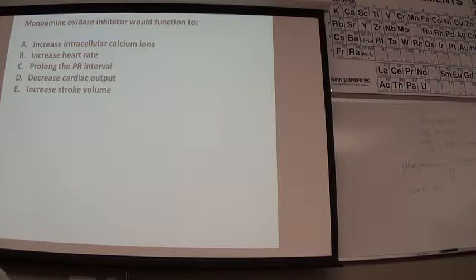It increases blood pressure. The monoamine oxidase inhibitor increases the amount of what neurotransmitter? Norepinephrine. If we have more norepinephrine, which of these things is going to happen? Increase heart rate. What about calcium ions? Remember, I just showed you, it opens up the plasma membrane as well as SR channels. Increases heart rate. Would there be a prolonged PR interval? No. And with A and B, we're going to have an increase in stroke volume.